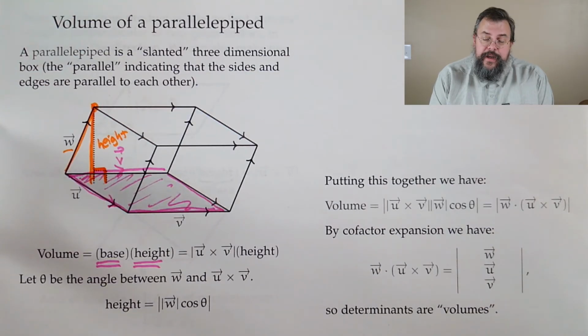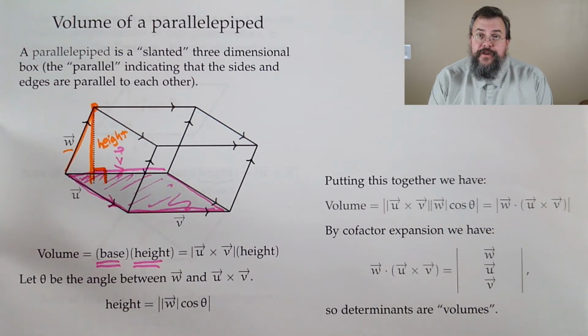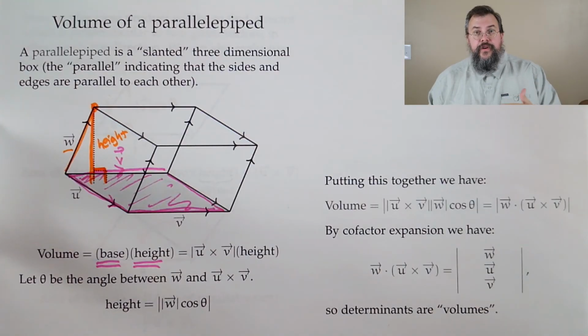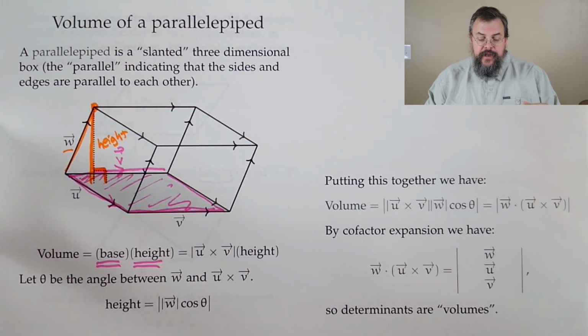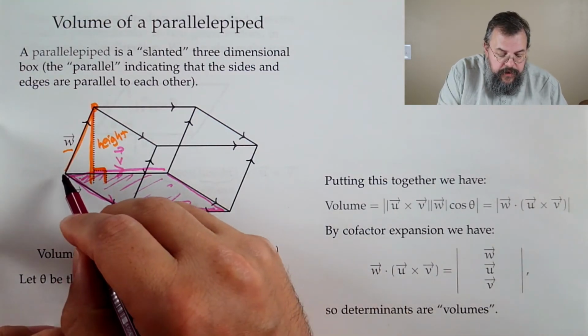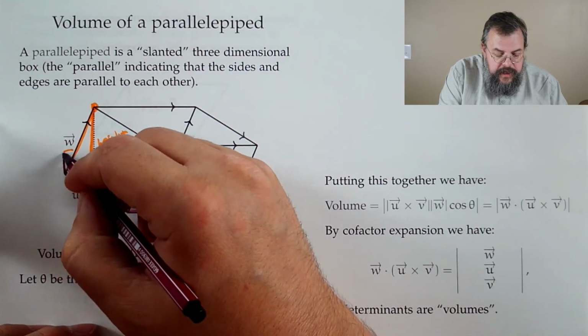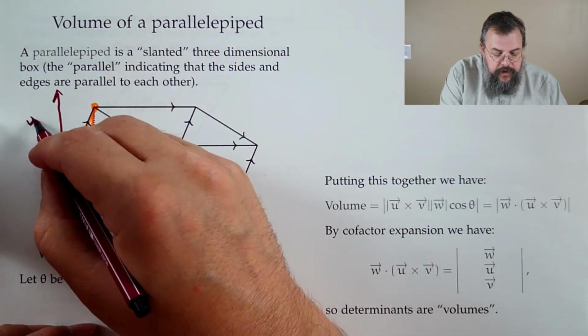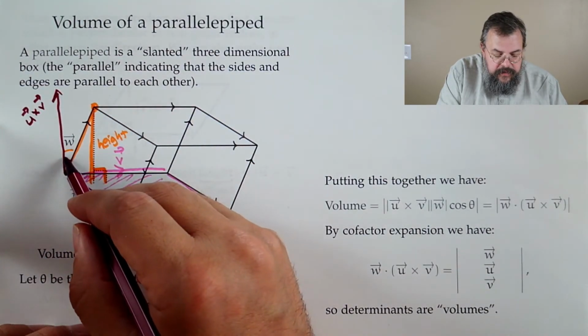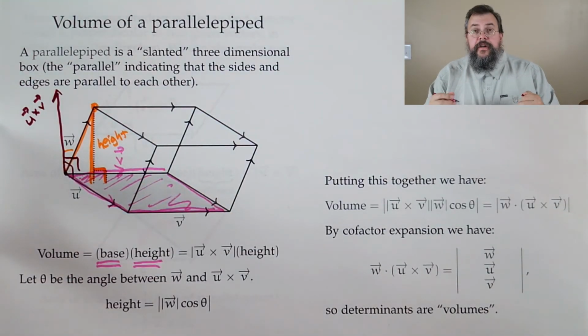Well, here's where we think about our geometry. What do we know? Well, what we know is that U cross V has to be perpendicular to U and V. So, in terms of the picture, if I think about my vector U cross V, if I put it here, it's going to be coming up by some fairly large amount so that it's perpendicular to U and it's perpendicular to V.